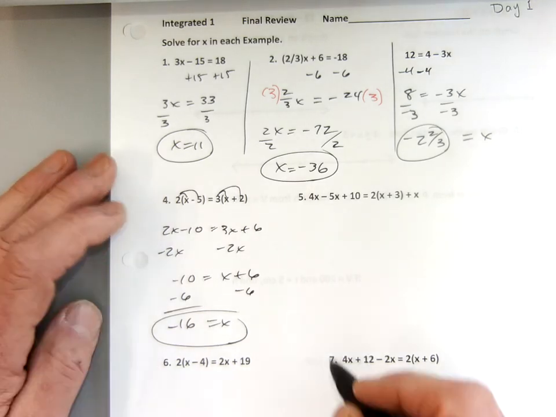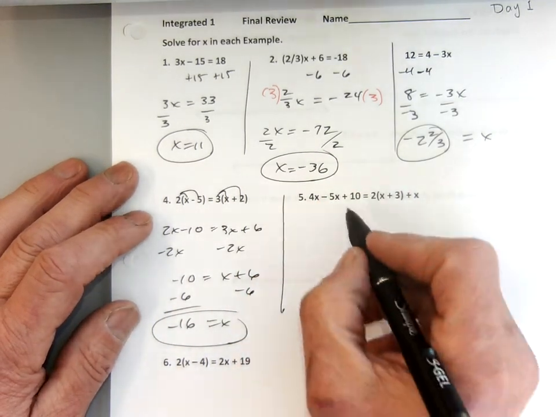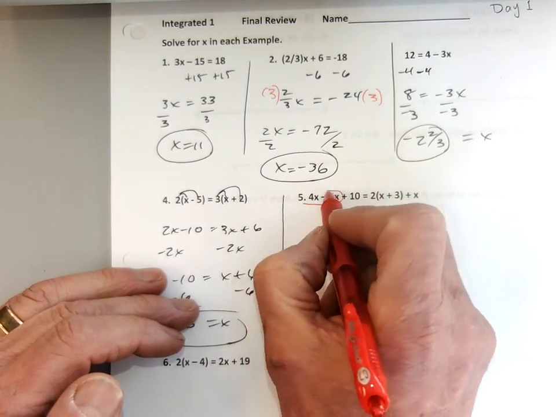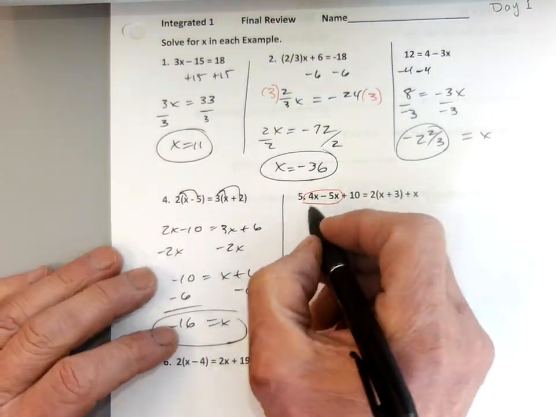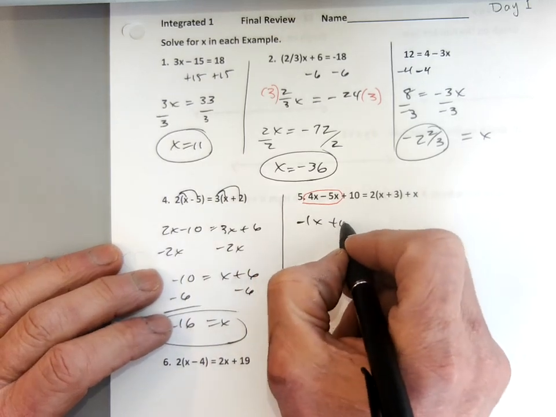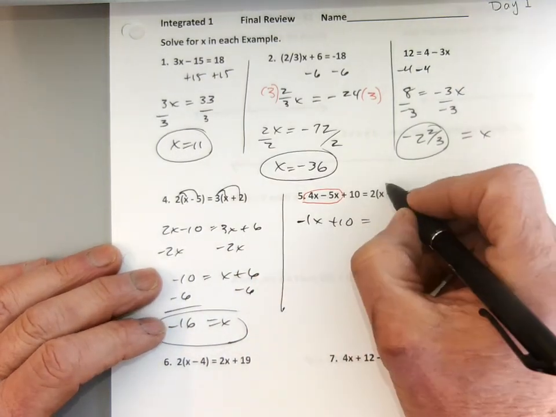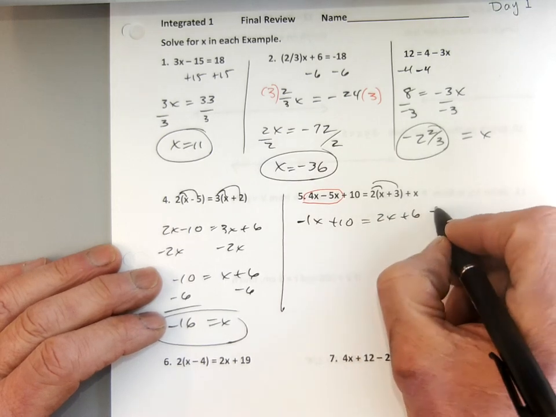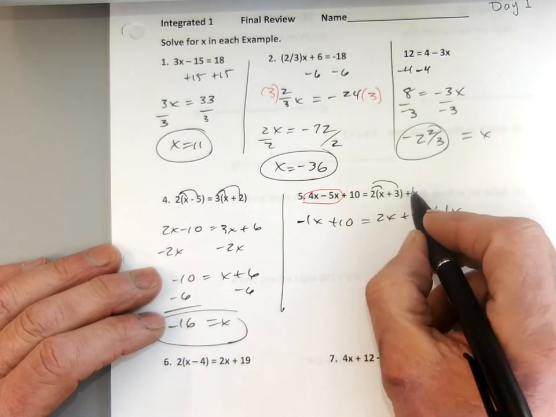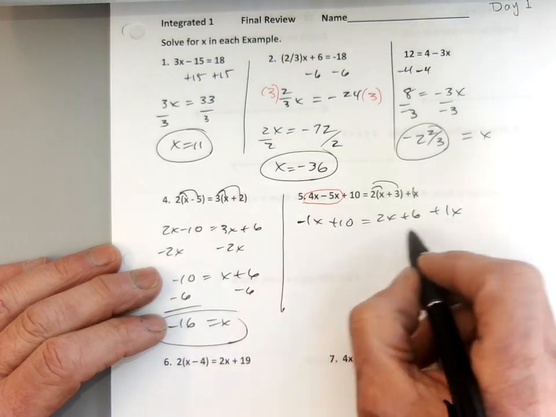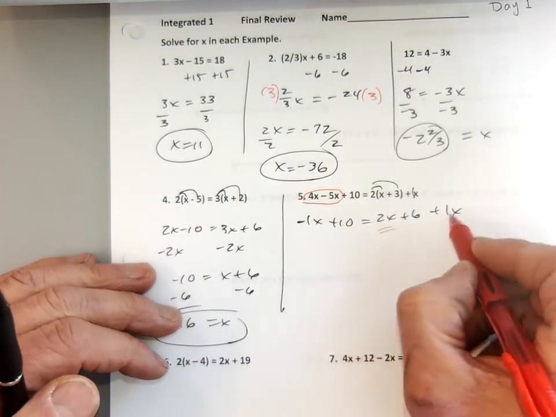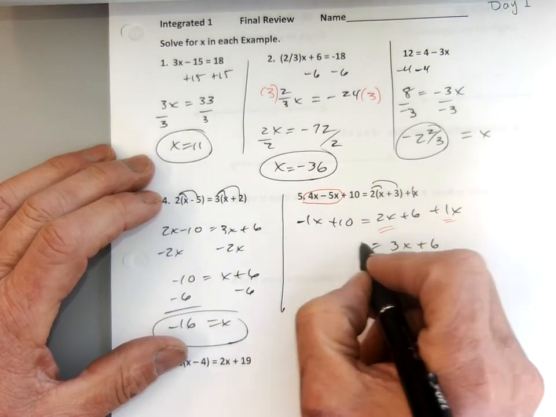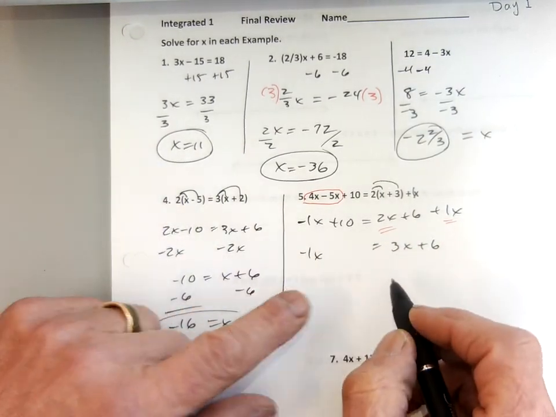Number 5 looks kind of big, but we just have to tidy it up. So the first thing I'll do is put these two groupings of x's together, combine them. I'll get a negative 1x plus 10 equals, well, I'll distribute here. Times that times that, and I'll get a 2x plus 6 plus another 1x. Okay, that is a 1x, right? So then I'll combine these two x's here, and I'll have a 3x plus 6, and of course that still is equal to a negative 1x plus 10.